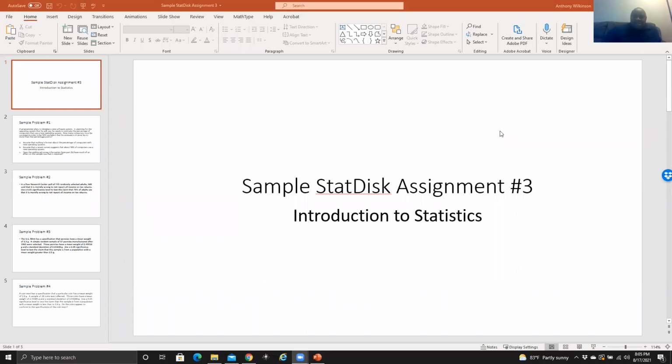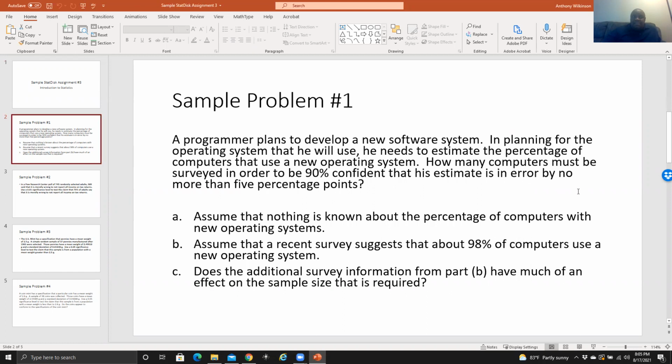Okay, in this video, we're going to talk about the sample StatDisk assignment number 3. This is similar to the actual StatDisk assignment found in my math lab. This should help you complete that particular assignment in my math lab. So let's move on to the first sample problem, number 1, which is this.